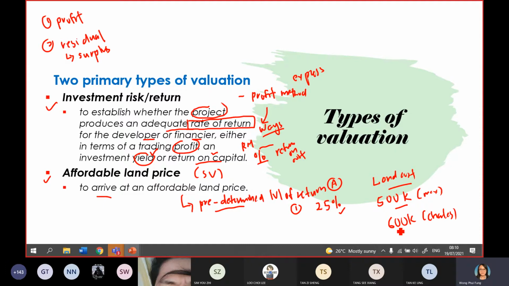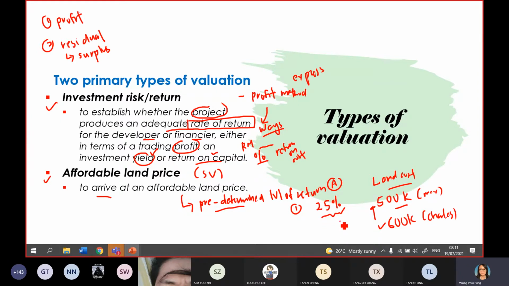So now class, I want to ask you, what is the consequence if Charles requested 600,000 rather than 500,000? Anyone? Can you think of it or not? Say for example, Charles requests 600,000 instead of 500,000. What is the consequence on your appraisal, on your project? Out of budget, less return. Yeah.